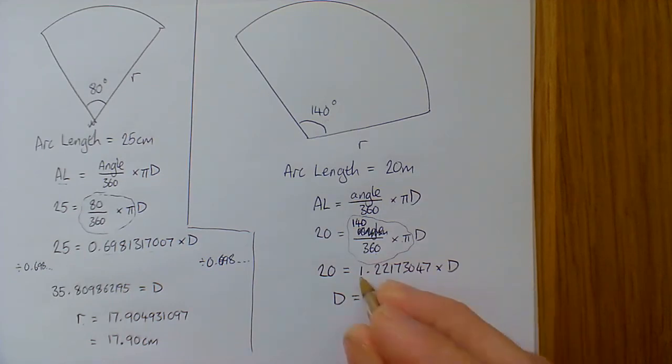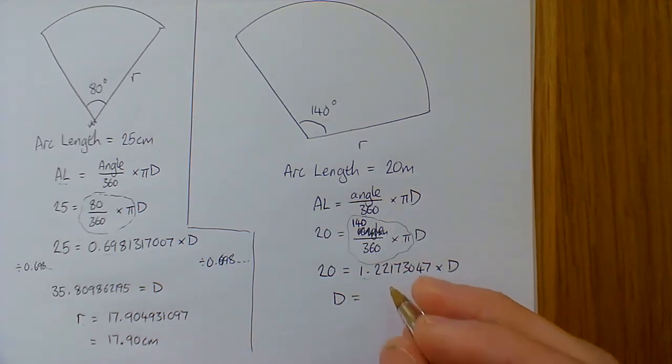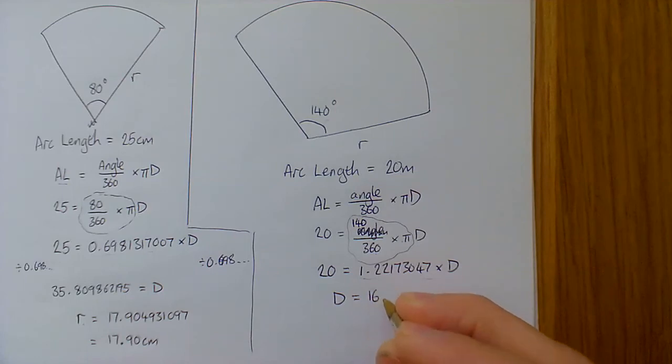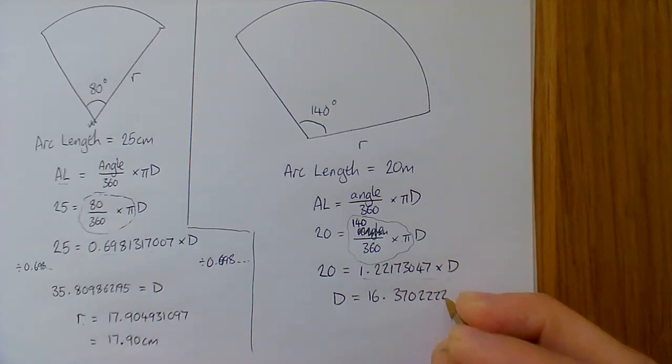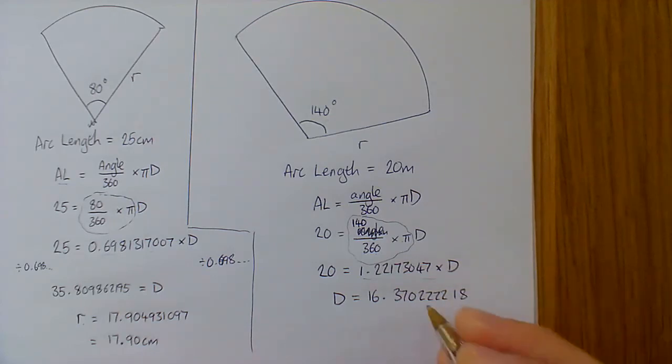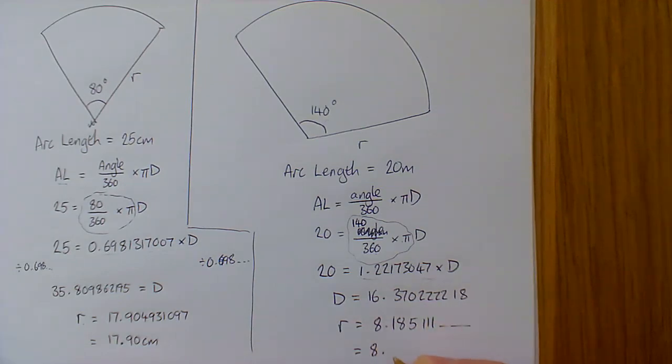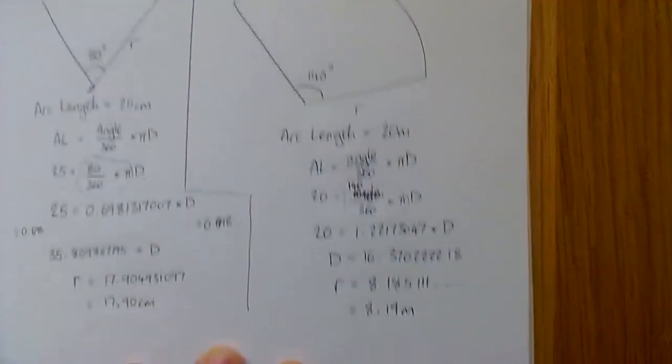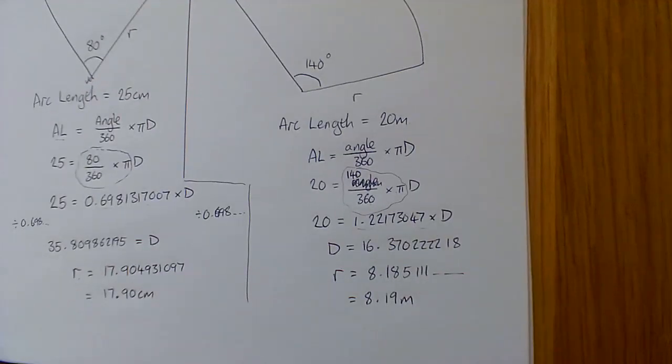Dividing both sides by 1.2217, etc., should give you the diameter was 16.37022218. Halving that to get our radius, we get our radius being 8.18511, etc. Rounding to two decimal places, 8.19. We started in meters, so our answer is in meters. Apologies, I just went off the bottom there.